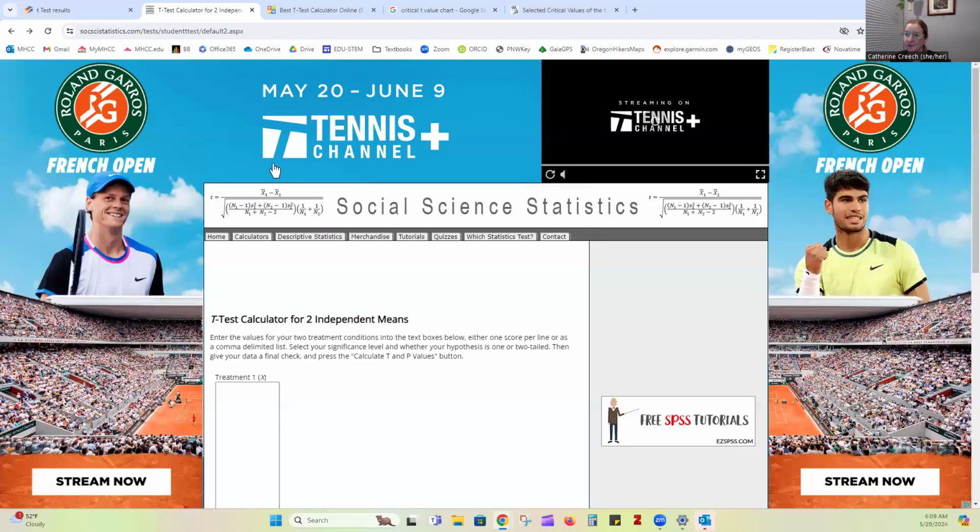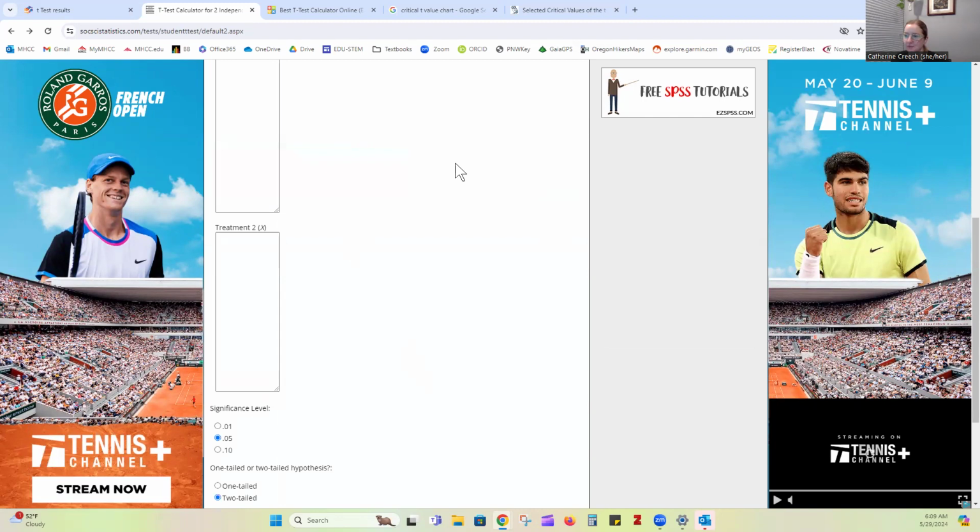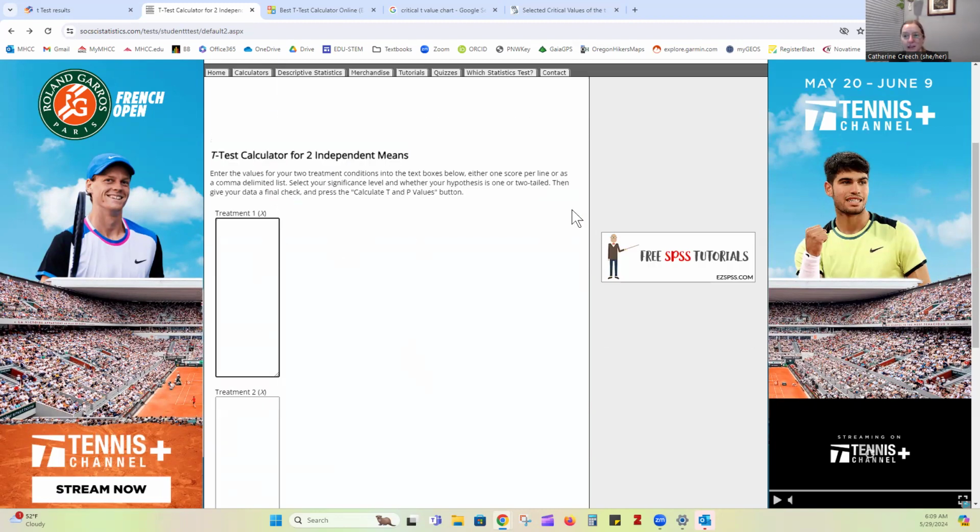Here's another calculator for you. This is social science statistics. This one is a t-test calculator for 2 independent means. Here, I'm going to put my raw data in the first box. Let's say this time I wanted to see whether or not a certain fertilizer helped a plant grow. So I gave one plant fertilizer A, and I gave the other plant fertilizer B, and I wanted to see if the difference in plant height was statistically significant.